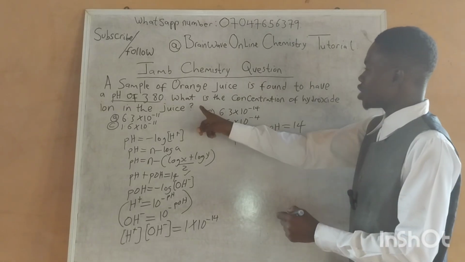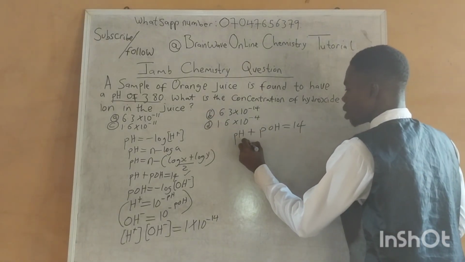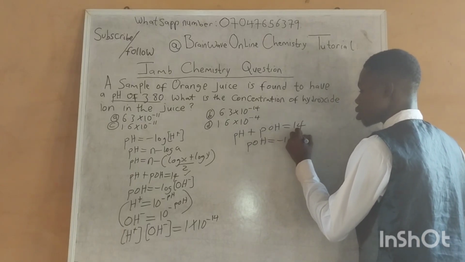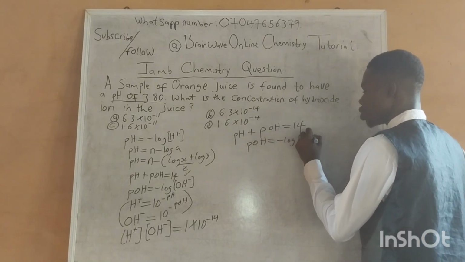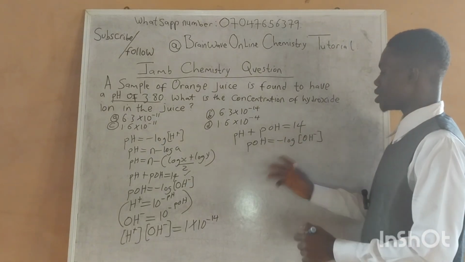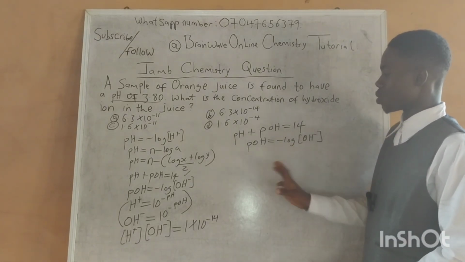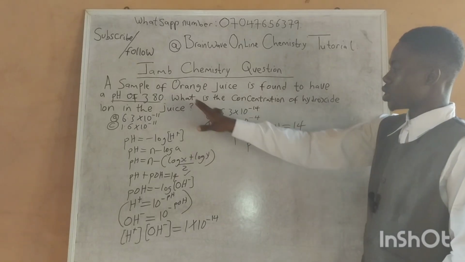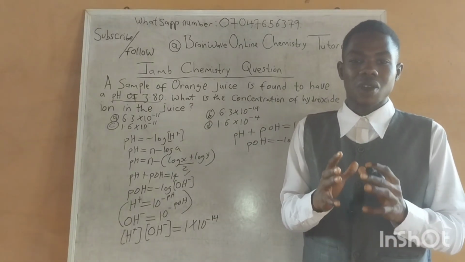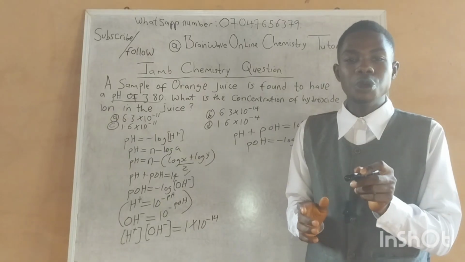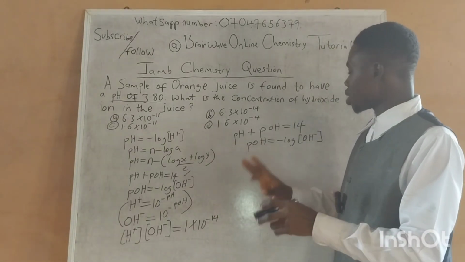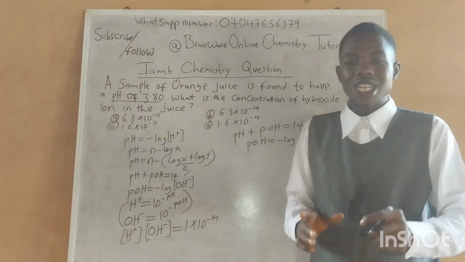Then to calculate our hydroxide ion, we use the formula pOH equals minus log hydroxide ion. This is the normal formula we use. What we then find is the anti-log to get our hydroxide ion. So these are the two formulas we use to calculate this question. But for those of us that have not written JAMB before, the JAMB calculator does not have log. So how are you going to get the value for log? Because whether you like it or not, you are going to find log and anti-log.